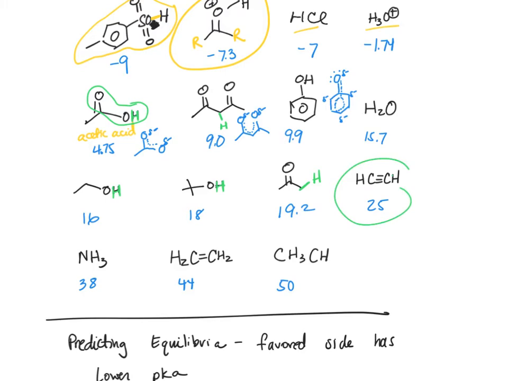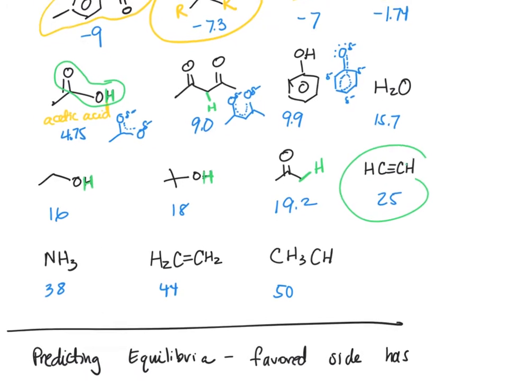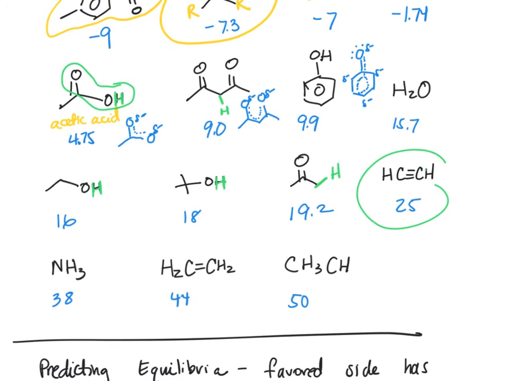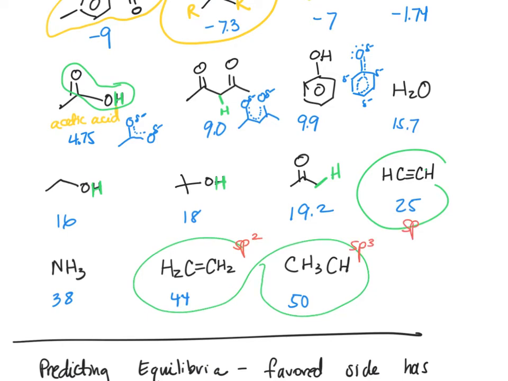Acetylene is the gas that's used in torches for welding. Also not a very acidic compound, but it's worth noting that the pKa of 25 is lower than the pKa of sp2 and sp3 hybridized carbons, and that is due to the hybridization of those carbon atoms.